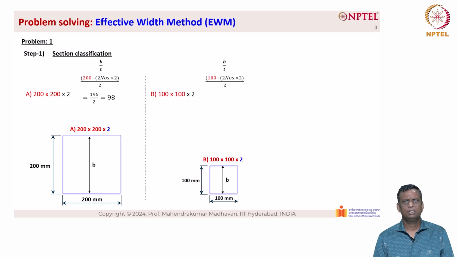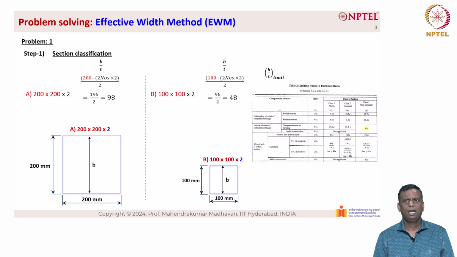The next cross section, we have the b by t as 100 minus 2 numbers of 2 divided by the thickness 2. We have 96 by 2, which is 48. And the b by t limit, which is the width to thickness ratio as per IS 800, is given as 42 epsilon for class 3 cross sections. So 42 epsilon is given as 42 into root of 250 by 320, and this value is 37.12. Here epsilon is root of 250 divided by fy, where fy is equal to 320. Hence the value of 42 epsilon is 37.12.